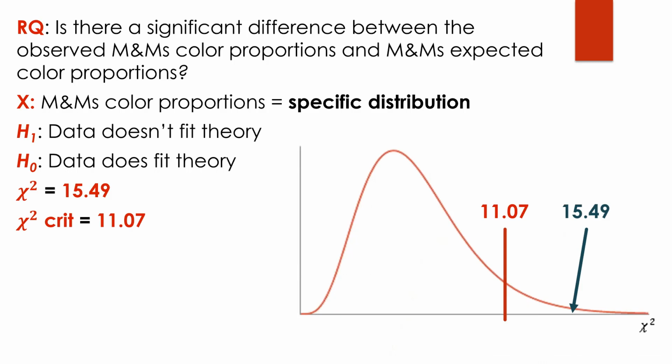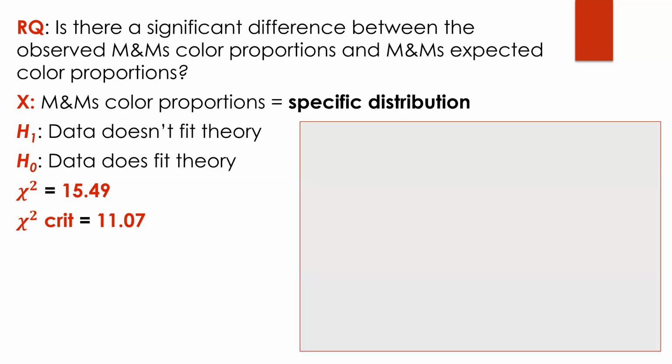And now we compare our calculated score to the critical score. And as you can see, our calculated score goes past our critical score, okay? Which means that it has to have a probability less than the probability of the crit score. The crit score's probability is 0.05, so our calculated score's probability has to be less than 0.05. So it goes past, probability is less than, meaning it is statistically significant, meaning that this chi-square score was unlikely to find, assuming that there is no difference between the observed and expected color proportions.